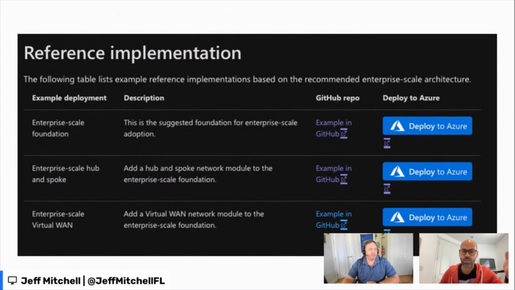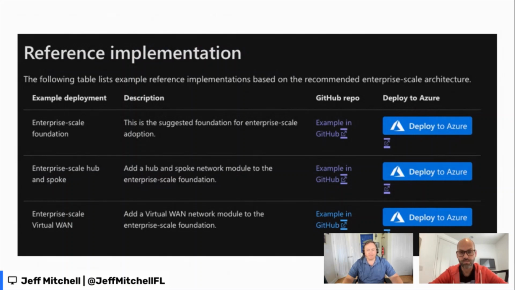You can see we've actually got GitHub code that you can get into and modify and edit yourselves. But we've also got full-blown deploy to Azure, which is just click to run and get you up and going. And the other thing to call out on these reference implementations is that they are modular. So you can deploy the foundation and then add to it as you go along with either the Hub and Spoke or Virtual WAN and so on.